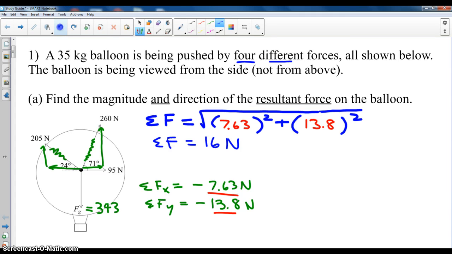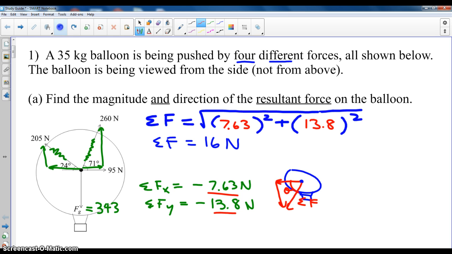Okay. Now here's my hot air balloon, just my balloon. And I'm going to draw the net force. The total X force is to the left, the total Y force is down, so the total force is like that.